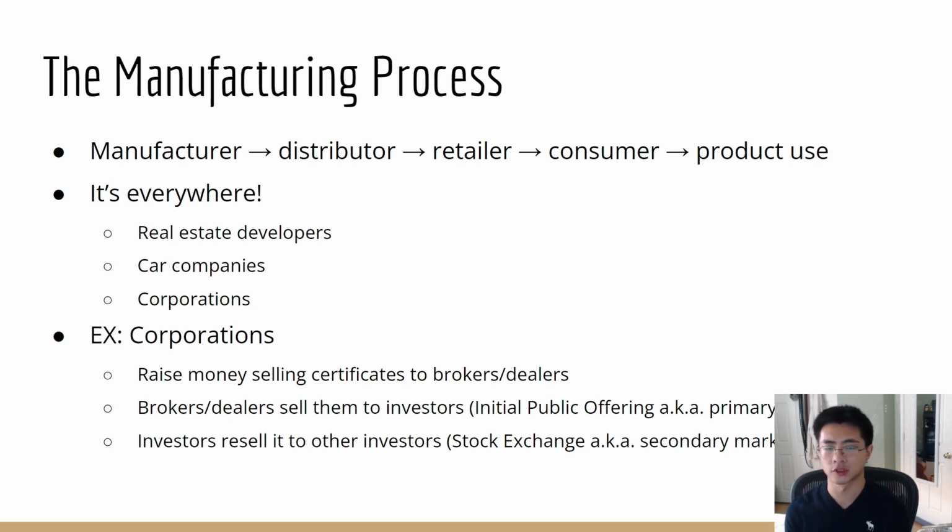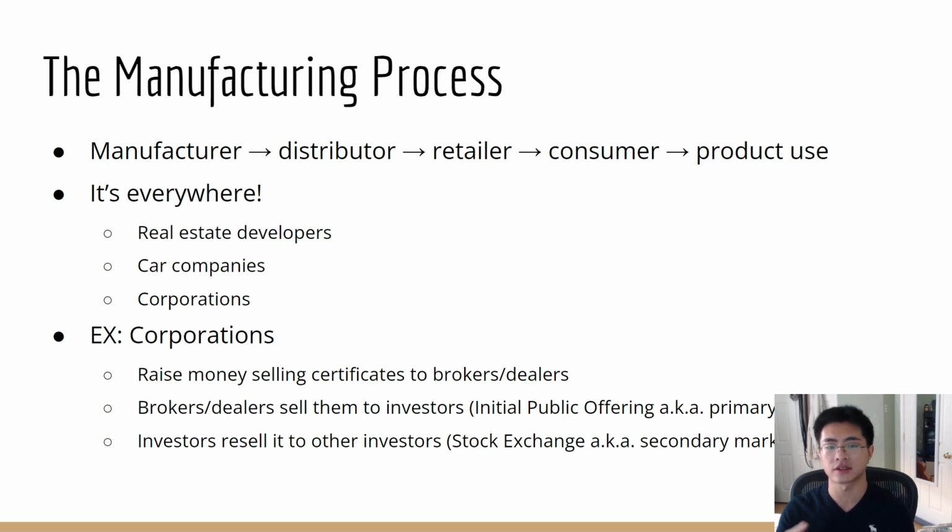So for example, corporations are the manufacturer here. They raise money to have their businesses, right? By selling these certificates to brokers and dealers. Then the brokers and dealers are going to sell them to the investors who are interested. This process is called the initial public offering, also known as the primary market.